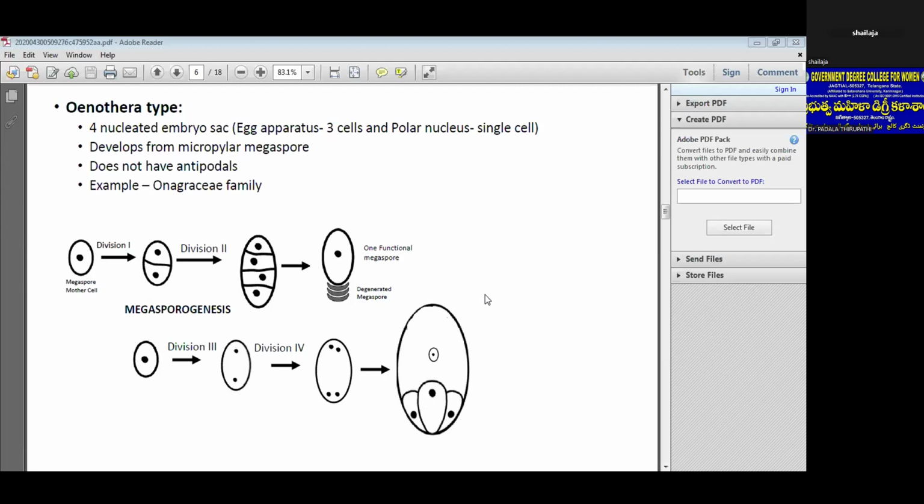All of you understood? It's clear. This is the Oenothera type of embryo sac. These two belong to monosporic embryo sacs. Okay. My voice is audible.